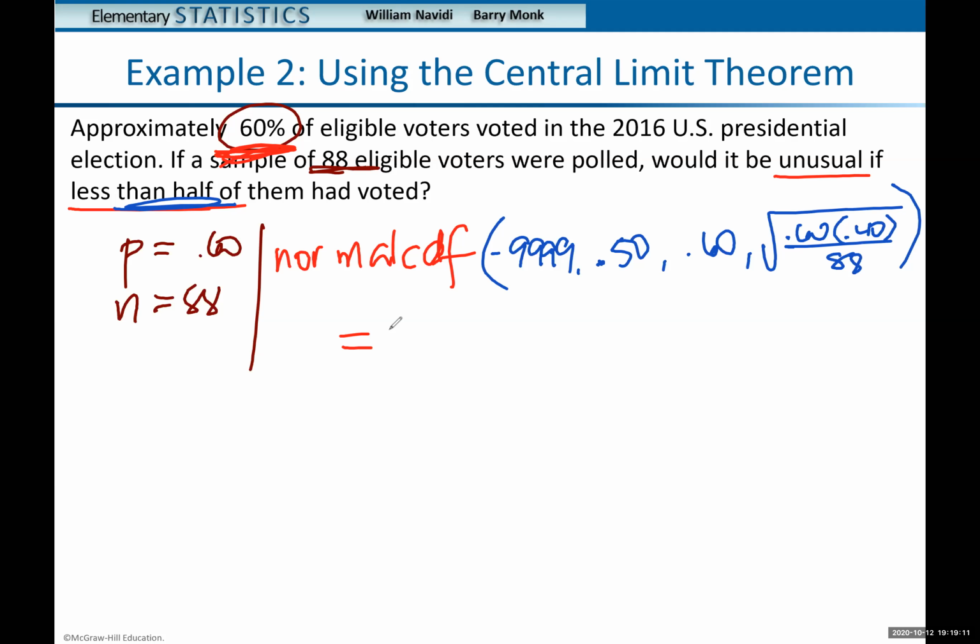Is it 0.0278? And would it be unusual? Yes. Okay, any questions?